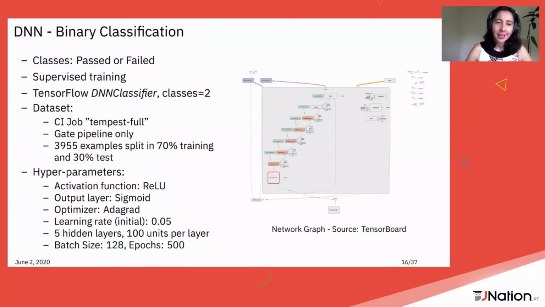As hyperparameters for our model, we were using a ReLU activation function, sigmoid as an output layer function, which is quite handy for classification problems. We went for the AdaGrad optimizer, which is self-adapting. We started with an initial learning rate of 0.05, and as we can see in the figure, our network topology contained 5 hidden layers, and in each layer we had 100 units.